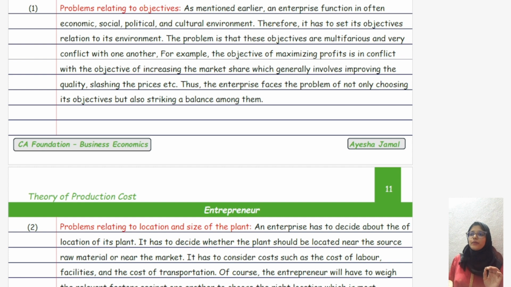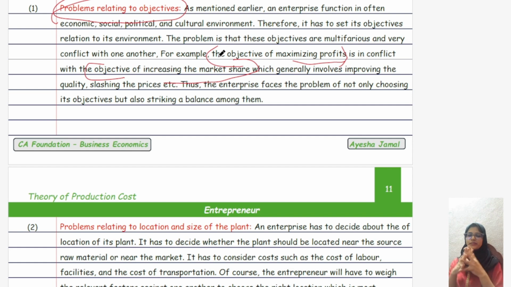First, problems relating to objectives. What does that mean? Say you have an objective: to maximize profit. Your first objective says that I want to increase my profit, I want more profit. And you also kept an objective that you want to increase the market share. Do you think both these objectives can be achieved together? No, you cannot achieve these two objectives together.